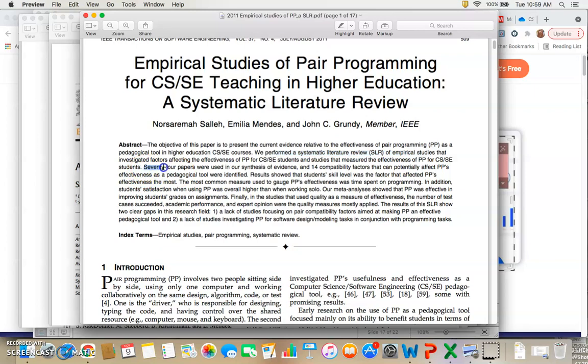So for this SLR, we found 74 papers. I have read these 74 papers in detail and provided a synthesis of evidence and the factors that I have found from the synthesis. So this is the result part. Our meta-analysis showed that pair programming was effective in improving students' grades for assignment. So these are the results part. Then how the results will contribute to the body of knowledge.